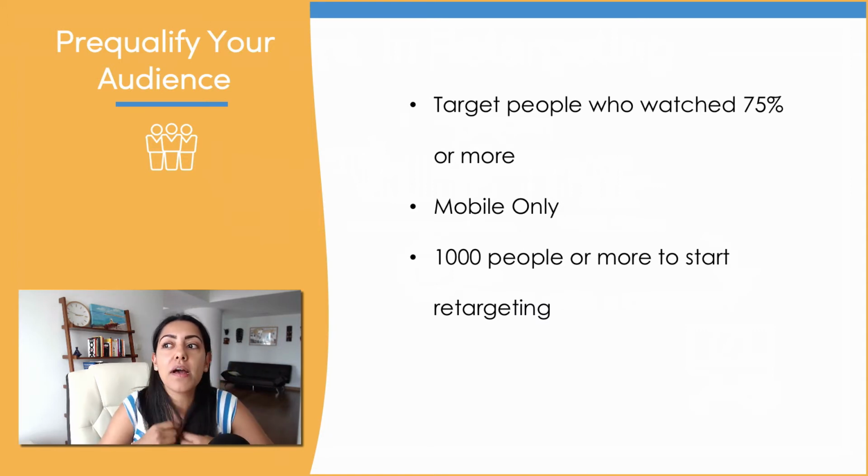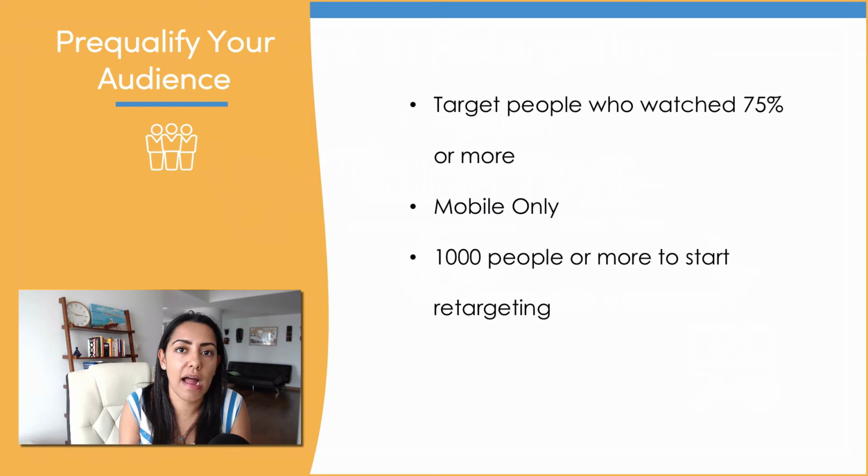The reason is because if you have less than 1,000 people, it becomes a really, really small audience, and Facebook's algorithm is going to struggle to deliver because those 1,000 people are not online nonstop. They're checking in through different times of the day, and you want to give the Facebook algorithm some space to be able to pace out your ad.